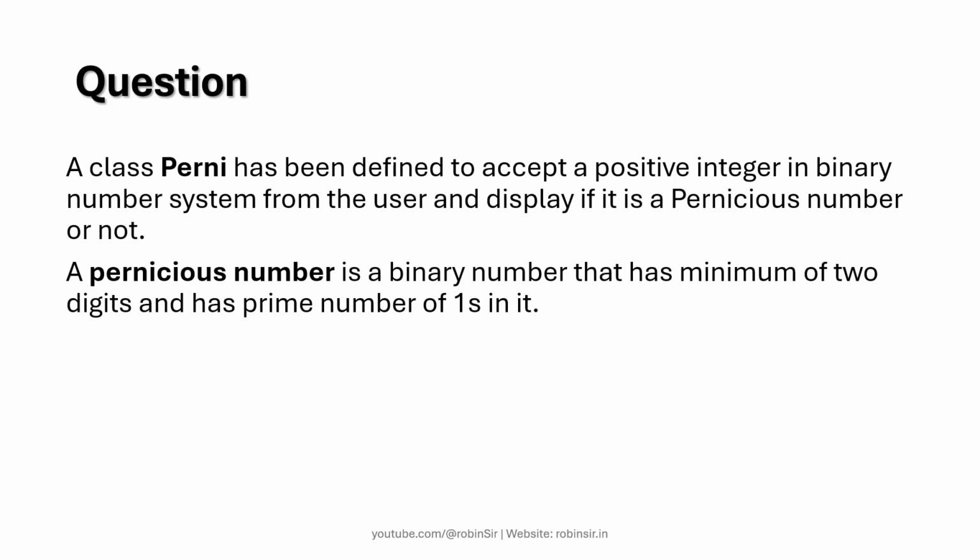Now, what is a pernicious number? A pernicious number is a binary number that has a minimum of 2 digits and has a prime number of 1s in it. Let's try to understand it with a few examples.